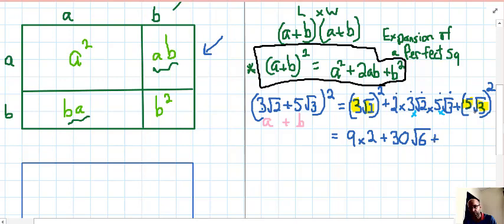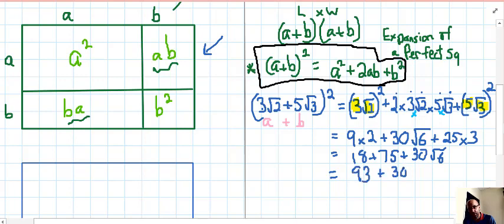And the last one there, 5 root 3 all squared is 25 times root 3 squared, which is 3. And we have 18. Now I'm going to move 25 times 3 is 75. I'm going to move that over there, plus the other different sort of term, 30 root 6, putting that over there. So that's 93 plus 30 root 6, I might have said 3 root 6, I meant 30 root 6, and that is simplified.